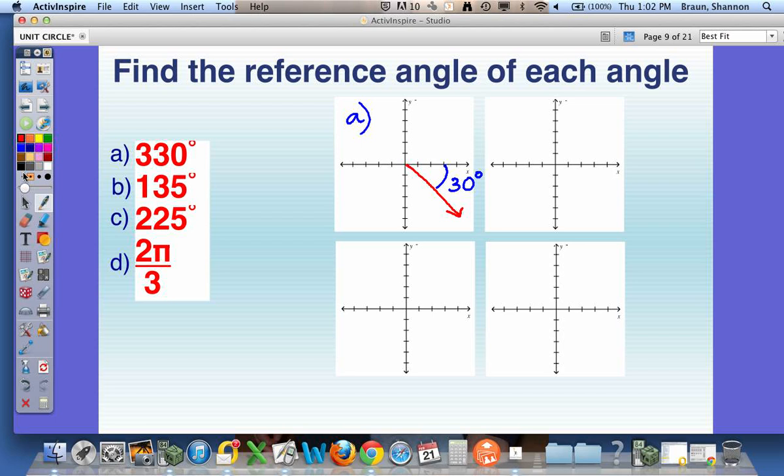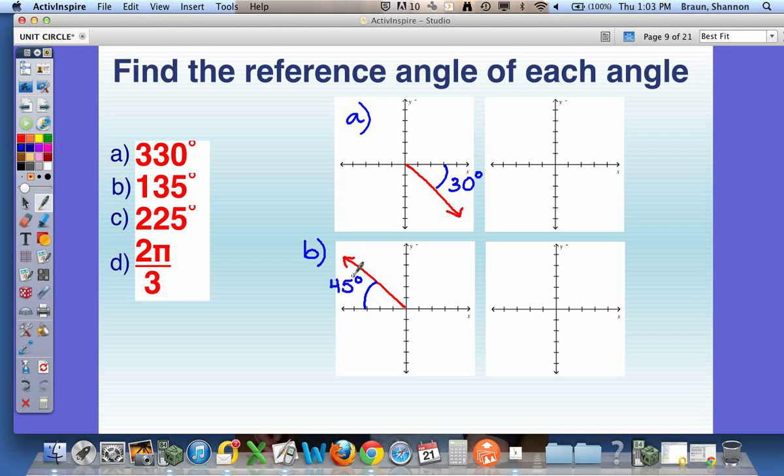Part B says to draw a 135-degree angle. So 135 would be about right here. What's my reference angle for this one? Well, all the way to here would be 180, and I'm at 135. How much further do I have to rotate? 45 degrees.